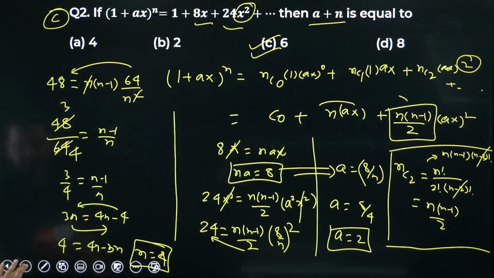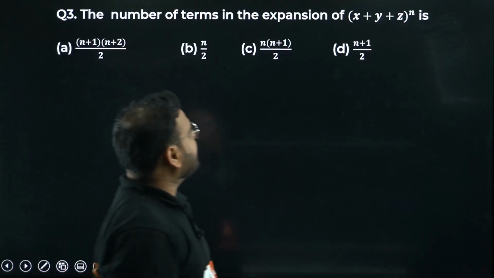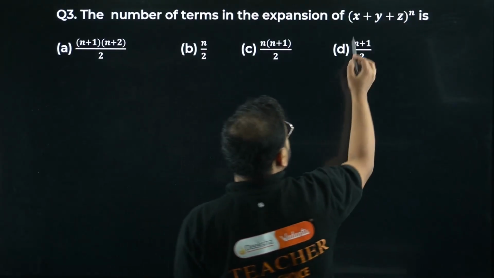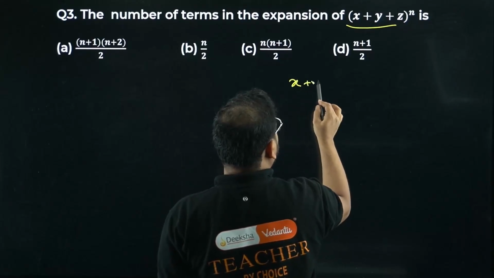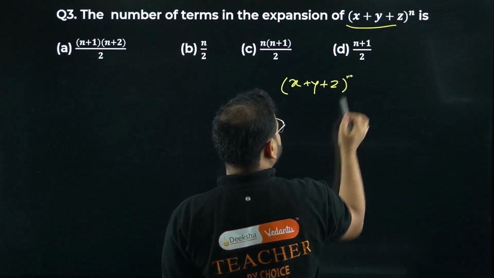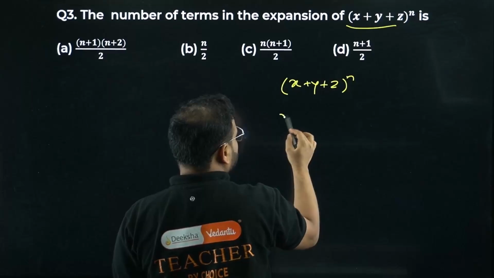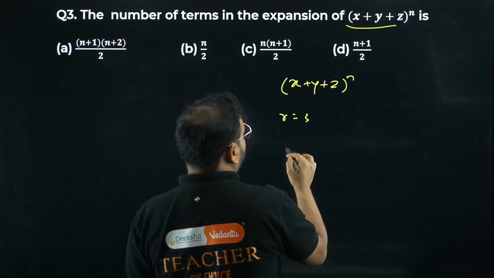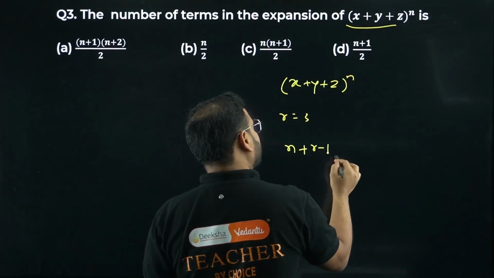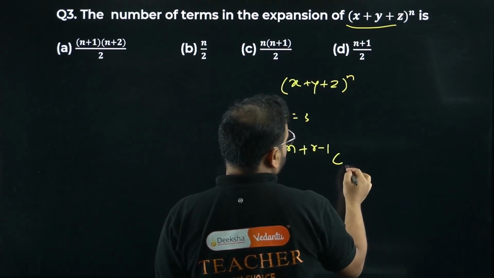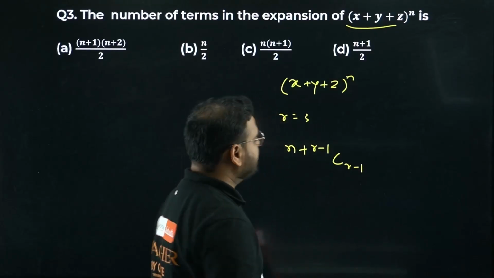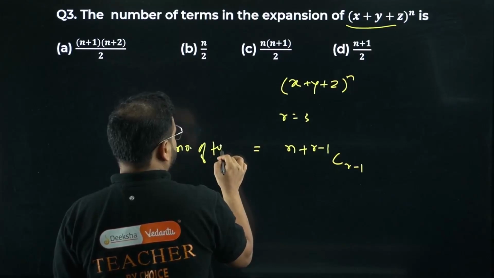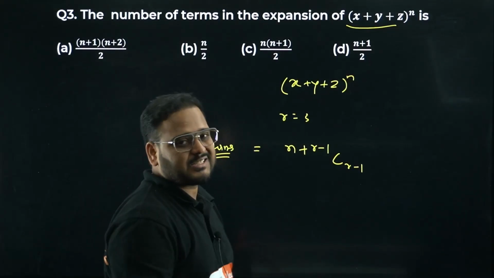Moving on now. The number of terms in the expansion of (x plus y plus z) power n. Please check from here. I have (x plus y plus z) power n, so I can see here r is nothing but 3. I have the formula as nC(r minus 1) with n plus r minus 1. This is the formula for the number of terms. I just explained you this part.